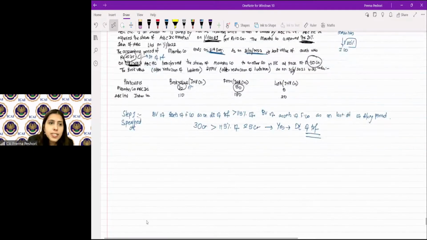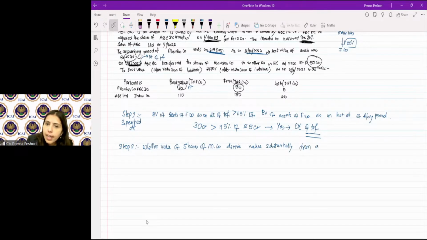Fine. Now step 2 is whether the value of shares of the Mauritius company derives value substantially from assets in India. So the first condition: the value of Indian assets is greater than 10 crores. Where the first condition is satisfied. Now here the value means the fair market value.